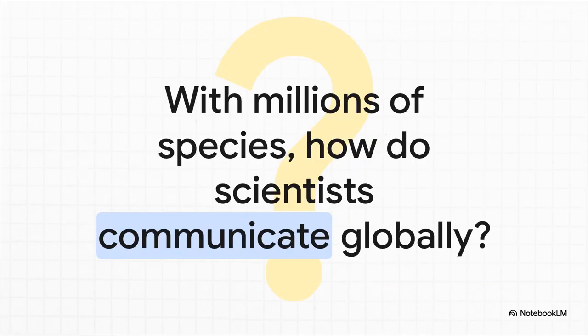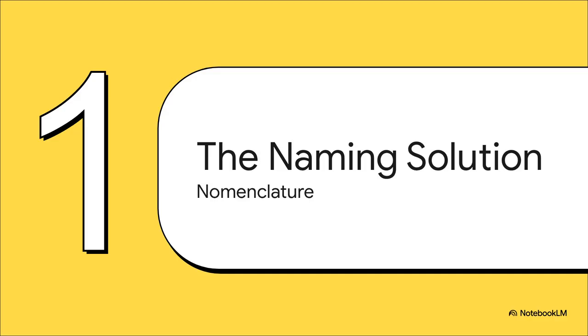Okay, so here's the big problem we need to solve. A mango is called one thing in Hindi, but something totally different somewhere else, right? With millions of species, how can scientists in different countries possibly know they're talking about the exact same animal or plant? It would be total chaos. Well, luckily, there's a really smart solution to all this confusion, and it's our first big topic for today, nomenclature.